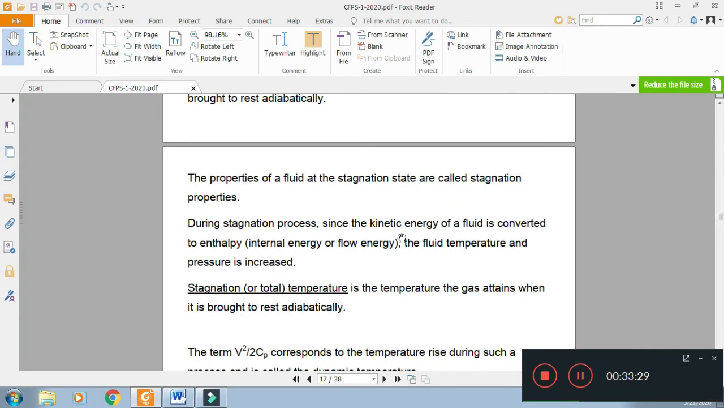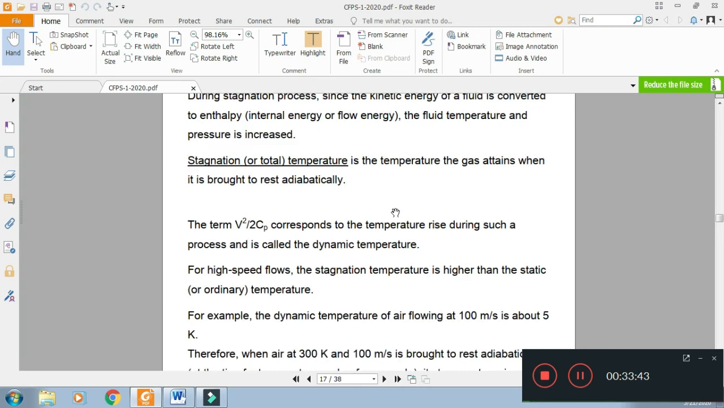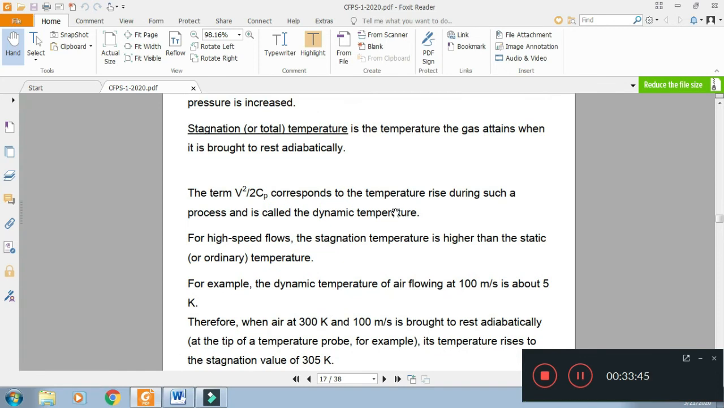The properties of fluid at the stagnation state are called stagnation properties. During the stagnation process, the kinetic energy is converted into enthalpy as discussed. Similar is the case with the temperature. Stagnation or total temperature is the temperature of the gas attained when it is brought to rest adiabatically. Total temperature is static temperature plus V square over 2 Cp. V square over 2 Cp is dynamic temperature.